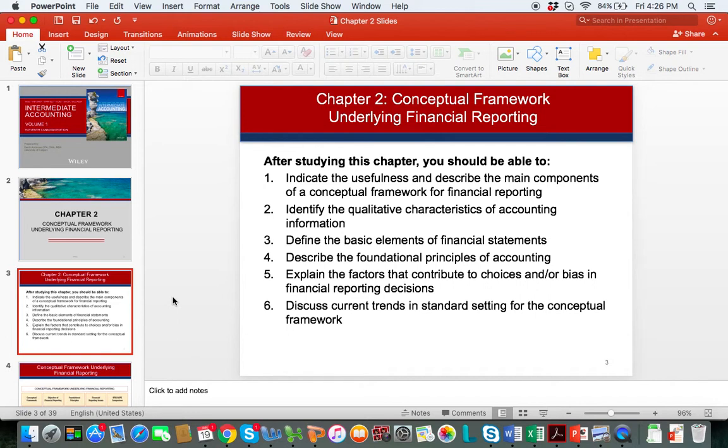So the first one is that you should indicate the usefulness and describe the main components of a conceptual framework for financial reporting. Identify the qualitative characteristics of accounting information. Define the basic elements of financial statements. Describe the foundation principles of accounting. Explain the factors that contribute to choices and/or bias in financial reporting decisions. And discuss current trends in standard setting to a conceptual framework.